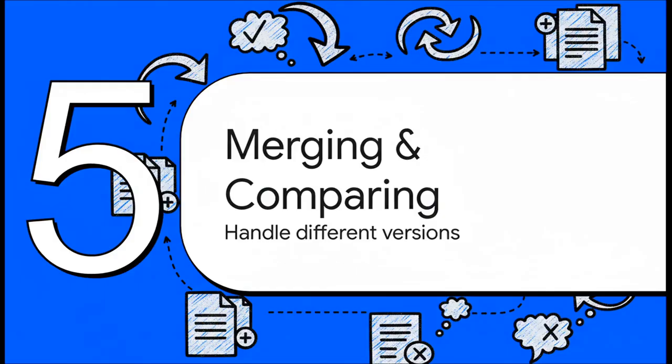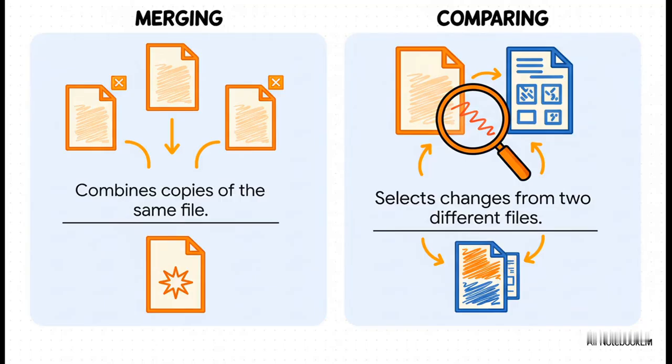Okay, but what happens if someone forgot to work on the shared file and, well, they made their edits on a separate copy? It happens. No problem at all. There are tools for that exact situation as well. You have two key tools here, merging and comparing, and it helps to think of it this way. Merging is for when you have different copies that all came from the same original file. It cleverly combines all the changes into one single master document. Comparing, on the other hand, can look at any two different files and will just highlight the differences for you, letting you pick and choose what to keep.